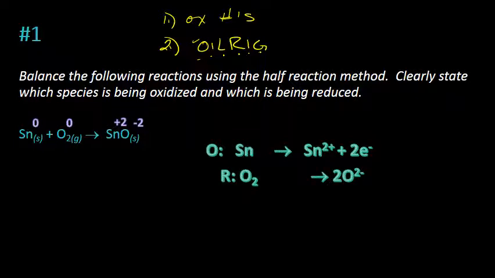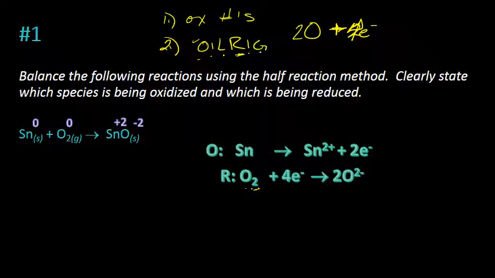Now we're going to do the reduction half. Now remember, reduction is gain of electrons, so we write the electrons as reactants in reduction. See, it all starts with the R: reactants, reduction. Since we have 2 oxygens, each oxygen has to gain 2 electrons. But because I have 2 oxygens, that's a total of 4 electrons.